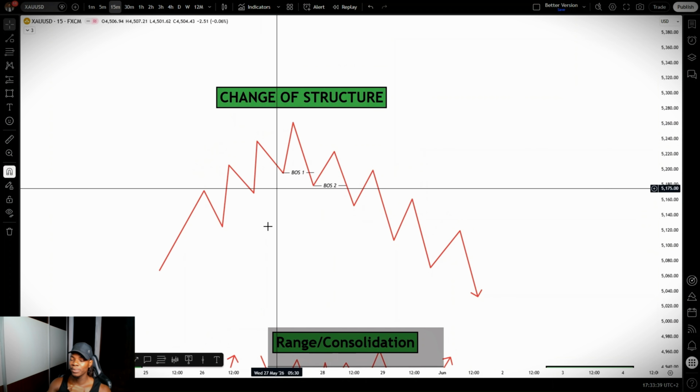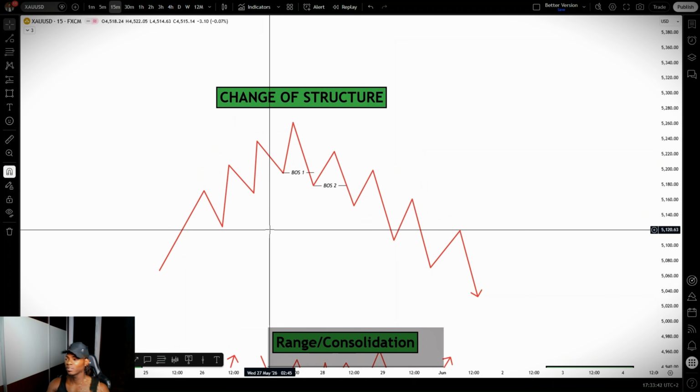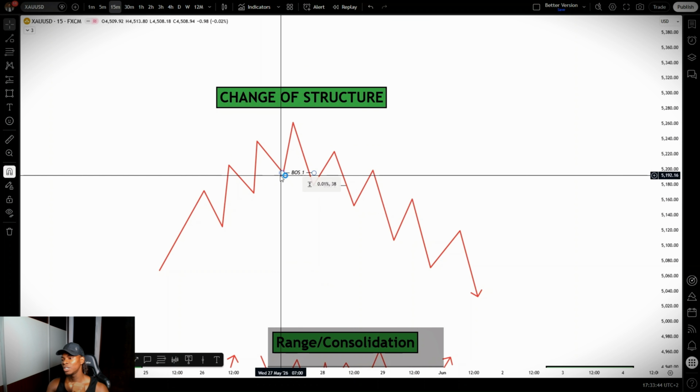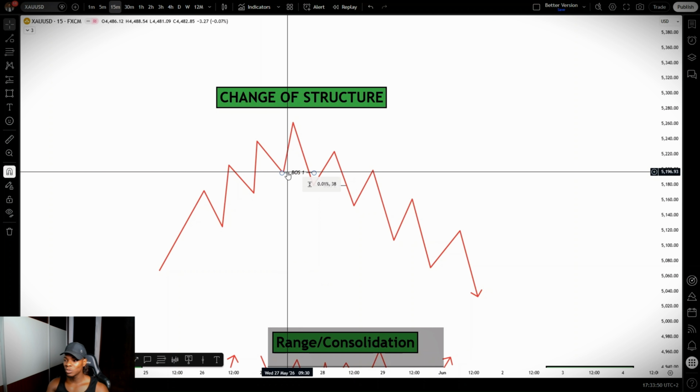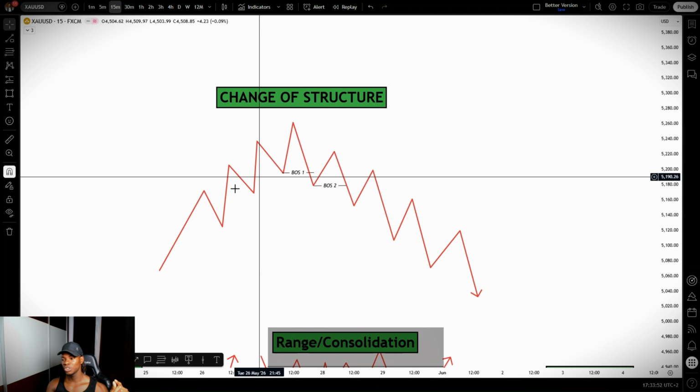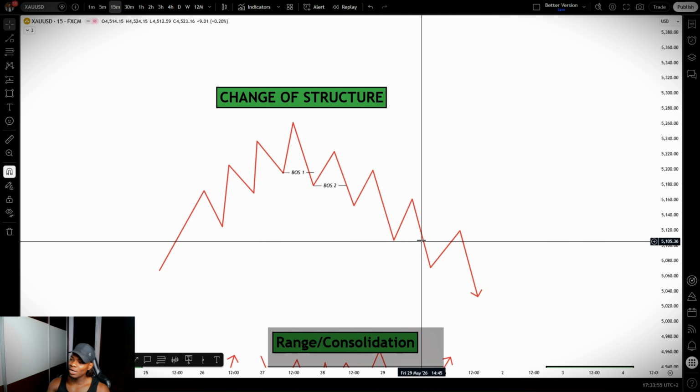So what I do is, personally, from my research, from my 5 years of trading, what I did realize is the first break of structure is not valid. It's pretty much a fake out. I literally call that a fake out, because this is not enough to literally validate that the market is switching from this bullish trend to this bearish trend.